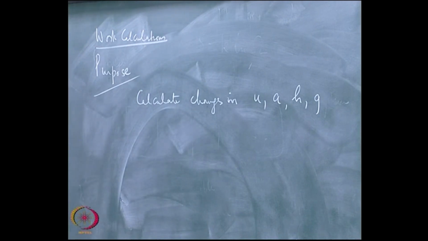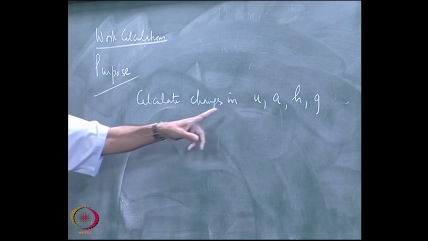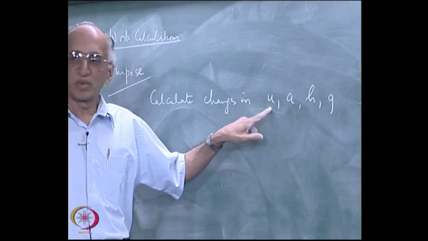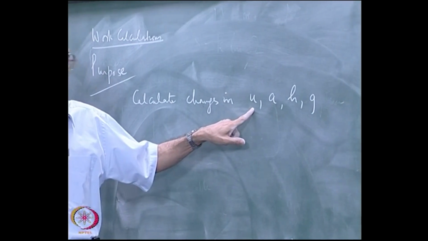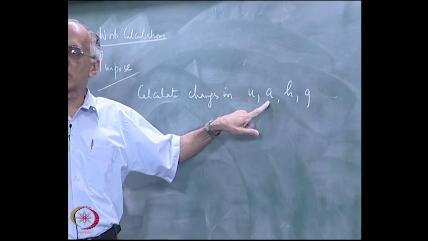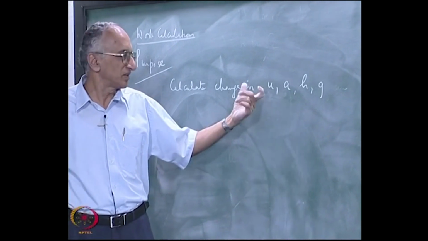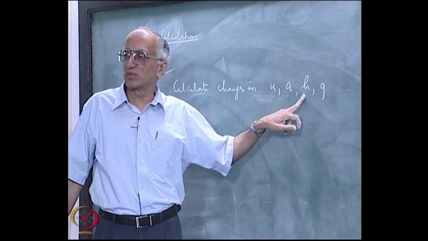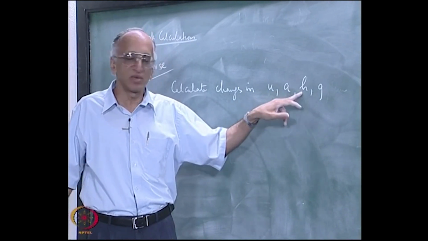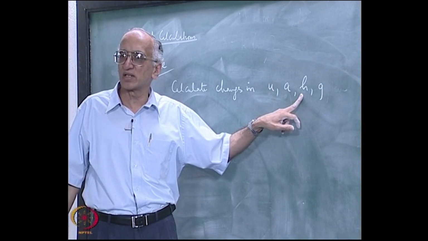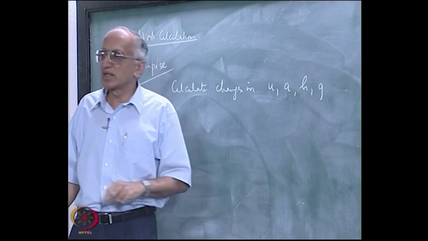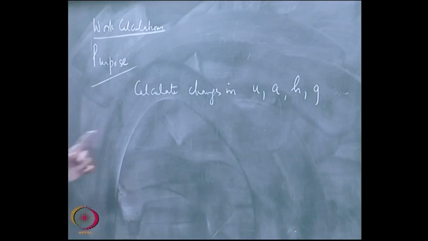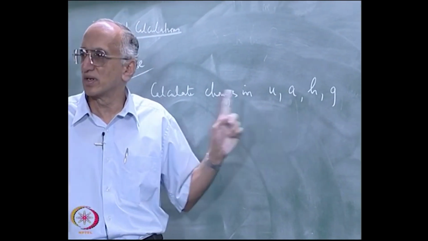You have to calculate changes in U and A because for a closed system under isentropic, adiabatic conditions, the maximum work you can get is delta U. The maximum isothermal work you can get out of a system is minus delta A. In a flow system, the maximum work you can get in an adiabatic system is minus delta H, and minus delta G for an isothermal flow system. So if I can calculate changes in U, A, H and G, there is no difficulty at all.